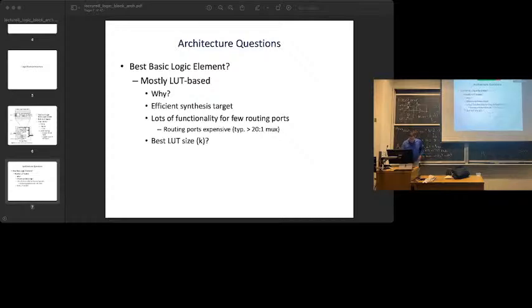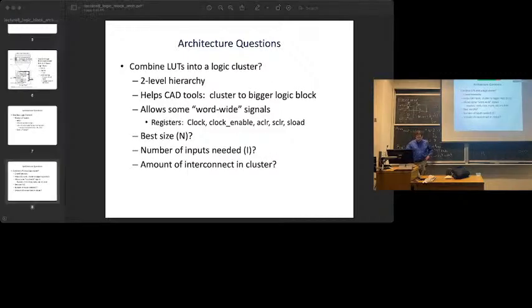So I'm not going to answer that right now. We're going to look at a paper that set out to answer that. Okay, so the other architecture questions: I just said that typically people don't use lookup tables alone as their logic block. They group them into a bigger thing called a logic block or logic cluster. This gives us that 2-level hierarchy that we talked about earlier.